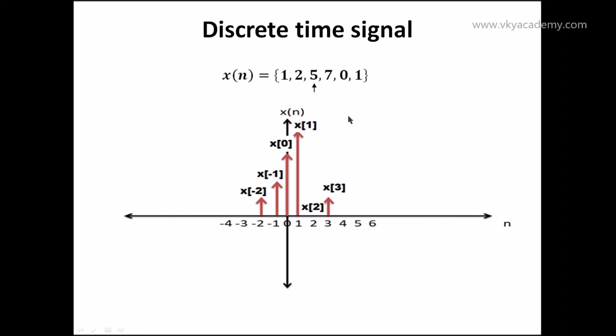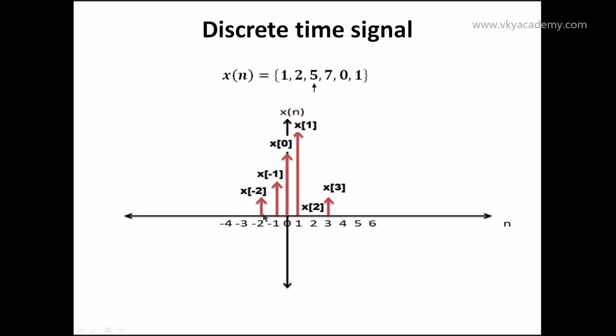Now the graphical representation, as you can see here: this is my x-axis, which is my time axis, and this is my amplitude axis, x of n. Now you can see at 0 I have an amplitude of length 5, at -1 I have an amplitude of length 2, at -2 I have an amplitude of length 1.